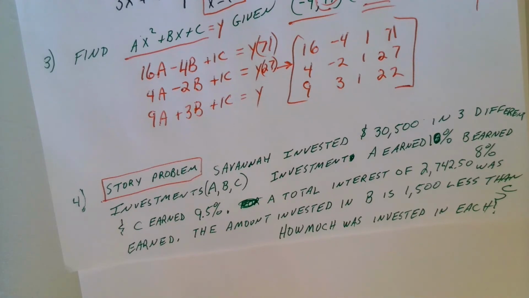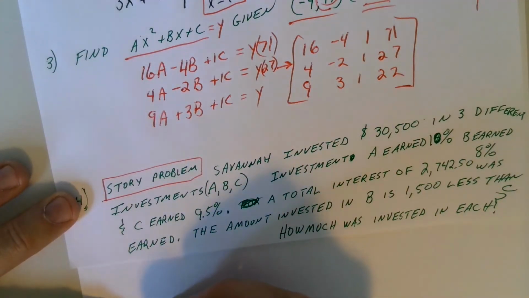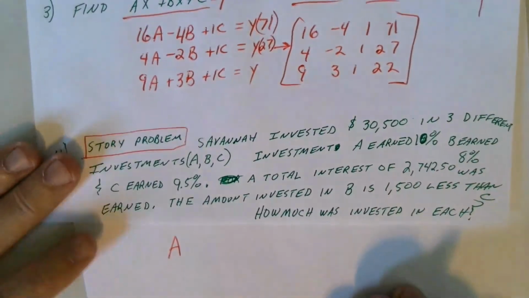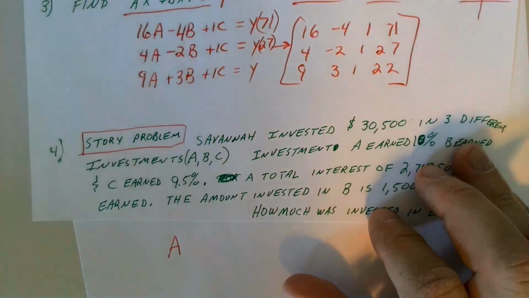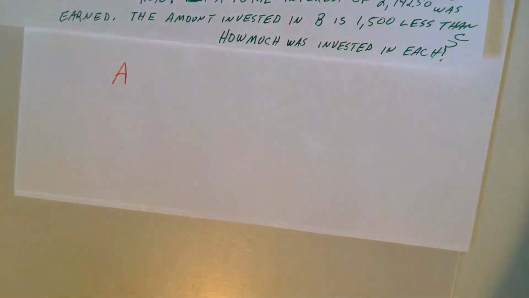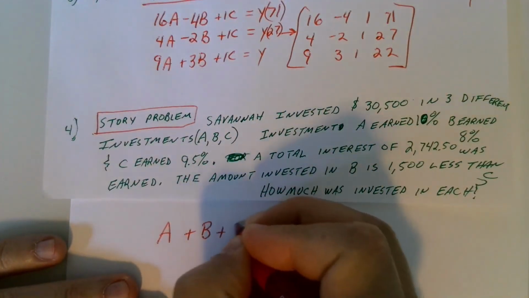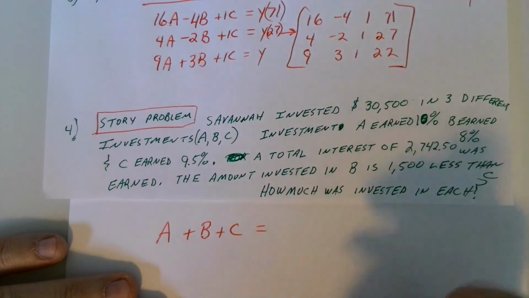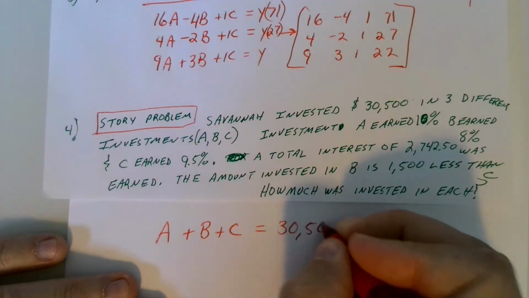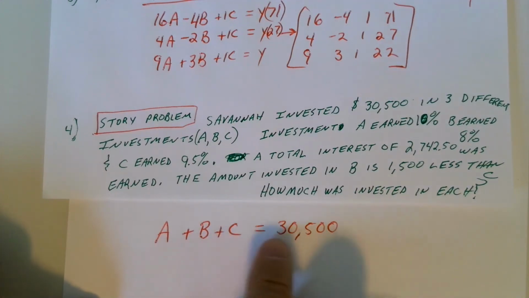So what we're going to do is we're going to see if we can solve this using a system. Surprise, surprise, that's what this unit's about. So I believe that this is true, that investment A plus investment B plus investment C, the total of those 3 investments was $30,500. That's a true equation. That's a total, and it's a total of those 3 things.